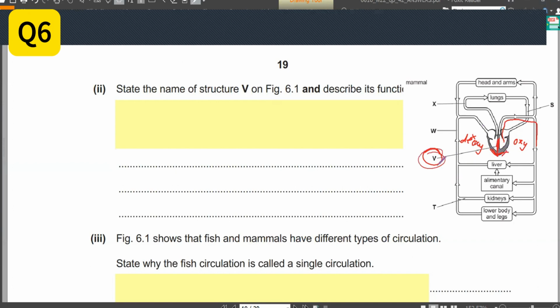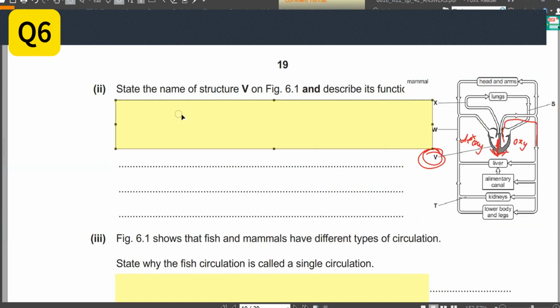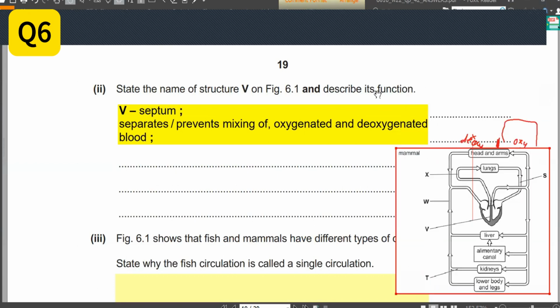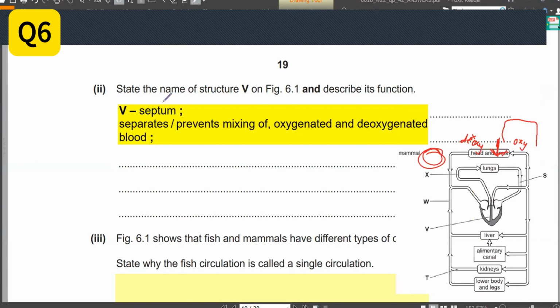So this V here is very useful because it separates the two sections of the heart. So what is it? Basically, V is the septum. It separates and prevents the mixing of oxygenated and deoxygenated blood.